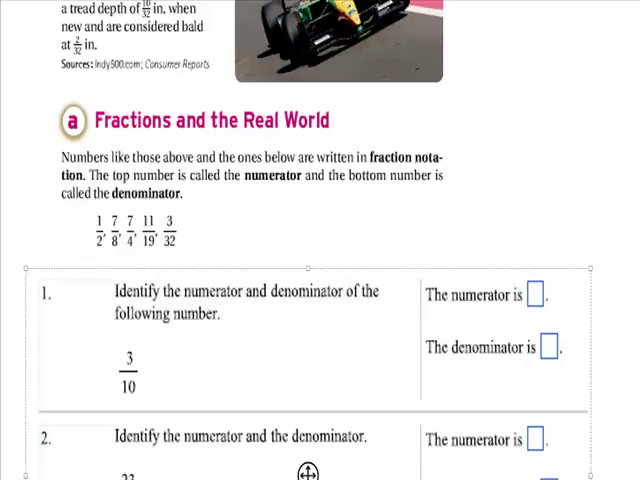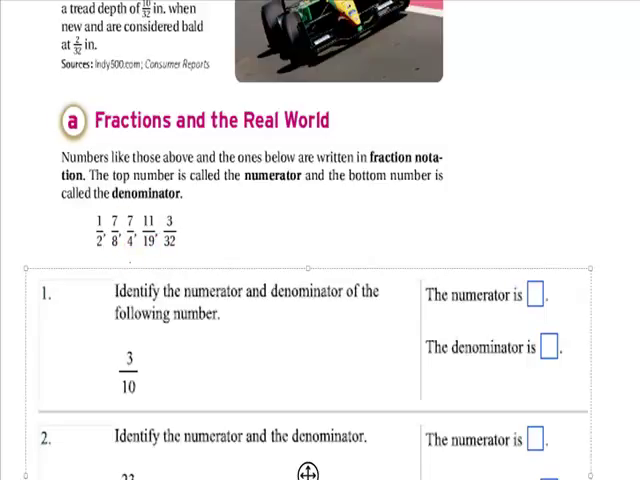All right, numbers like those are written in fraction notation. The top number is called the numerator, and the bottom number is called the denominator. Just remember, down starts with D, denominator starts with D. So the down number is the denominator. That's silly, but it helps people remember.